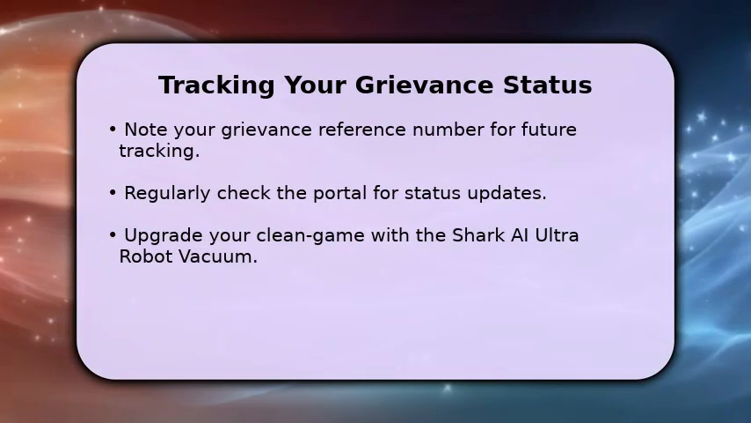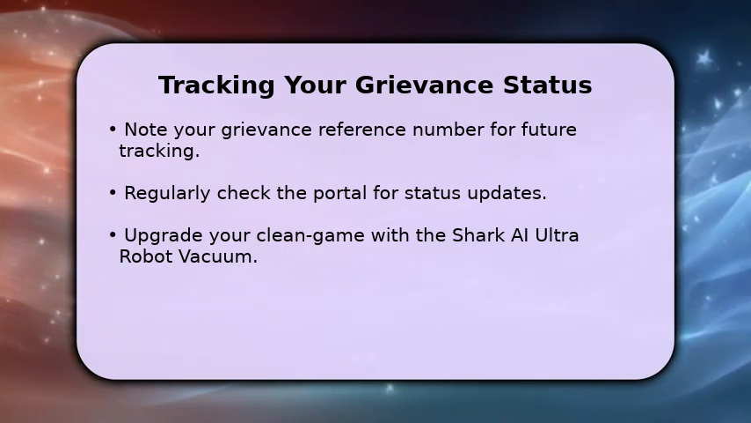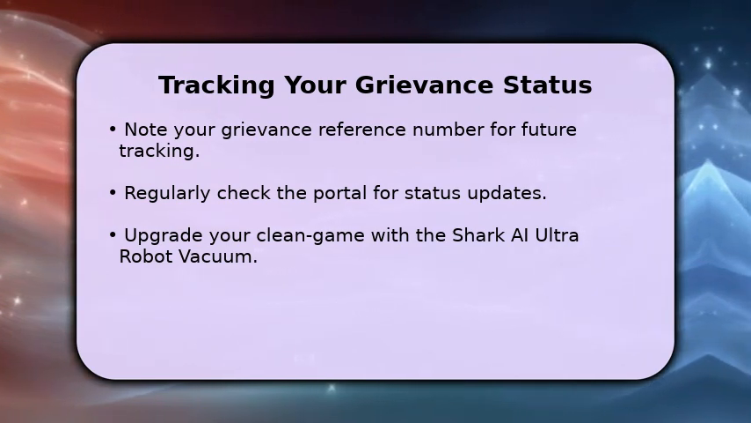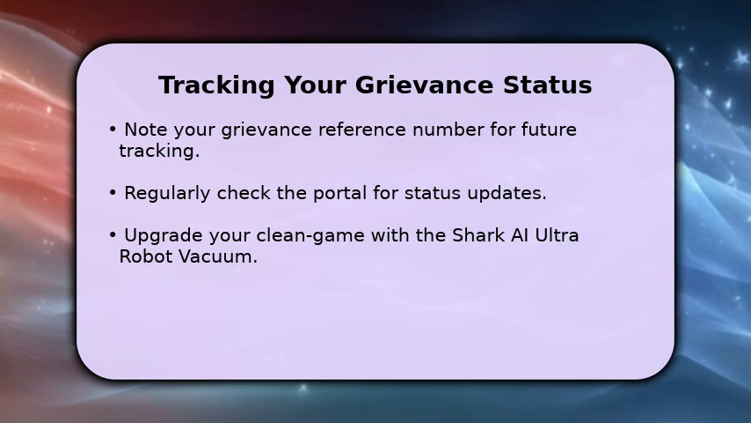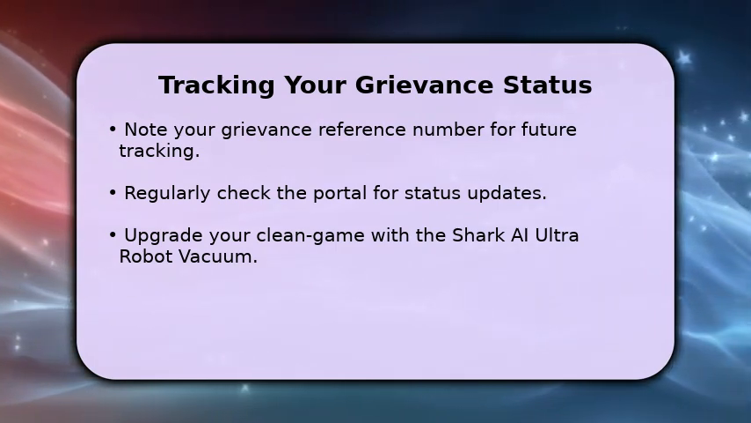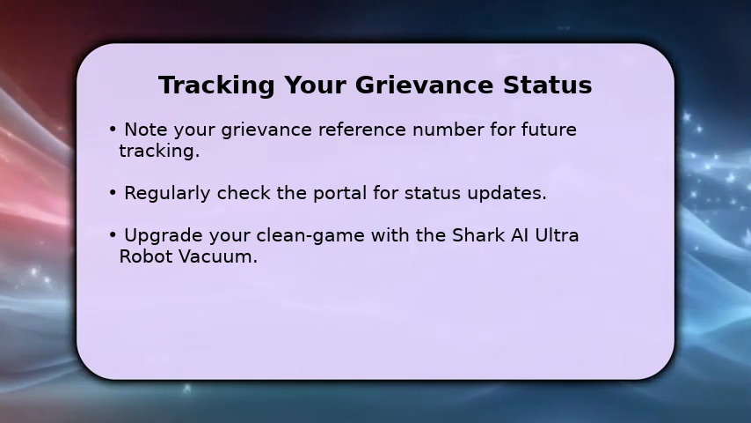After submitting your grievance, you will receive a unique reference or acknowledgement number. It is vital to note this number down, as it's your key to tracking the status of your complaint. Regularly check the income tax e-filing portal under the grievance status section for updates. The department typically aims to resolve grievances within 1 to 2 months.